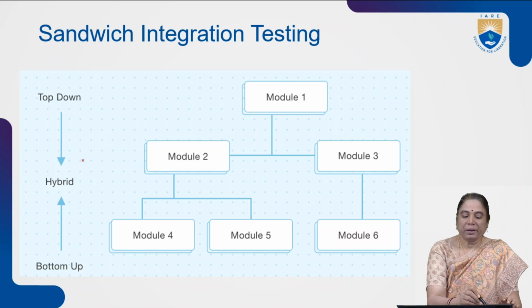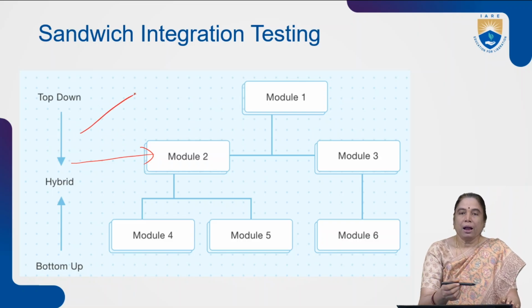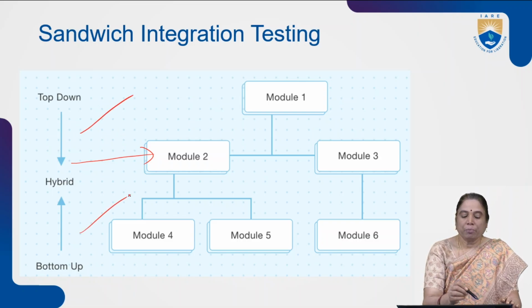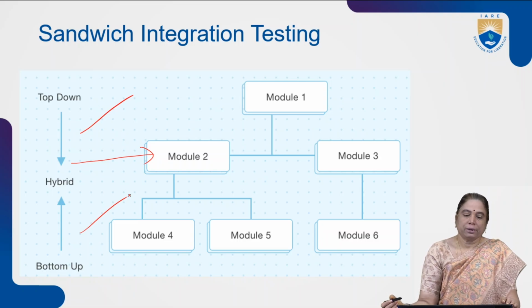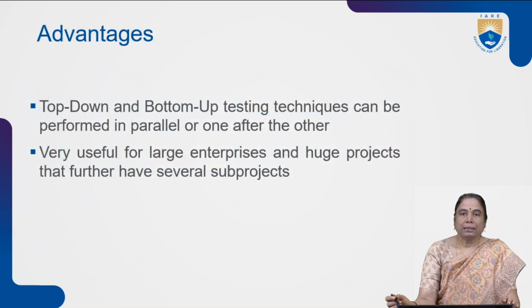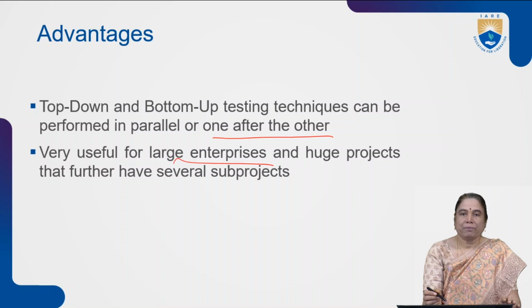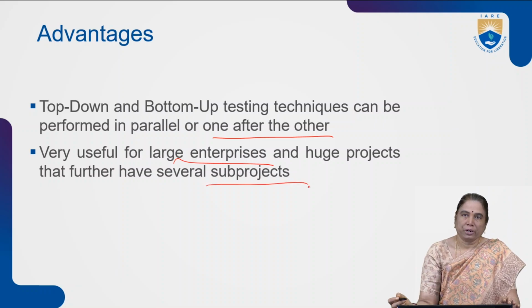Here this is the middle layer. From the middle layer to the top portion, the top-down approach is used for integration, and from the middle layer to the bottom, the bottom-up approach is used for integration. The advantage of this integration is that both techniques, top-down and bottom-up, are used, and can be performed in parallel or one after the other. It is very useful for large enterprises and huge, complex projects with several sub-components or sub-projects.